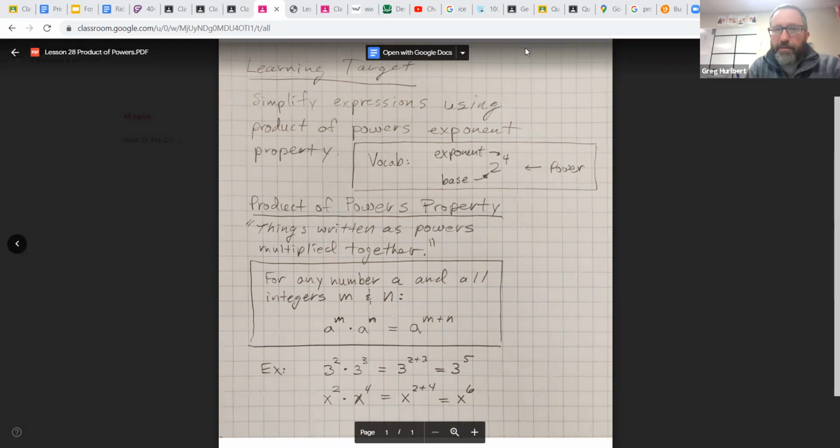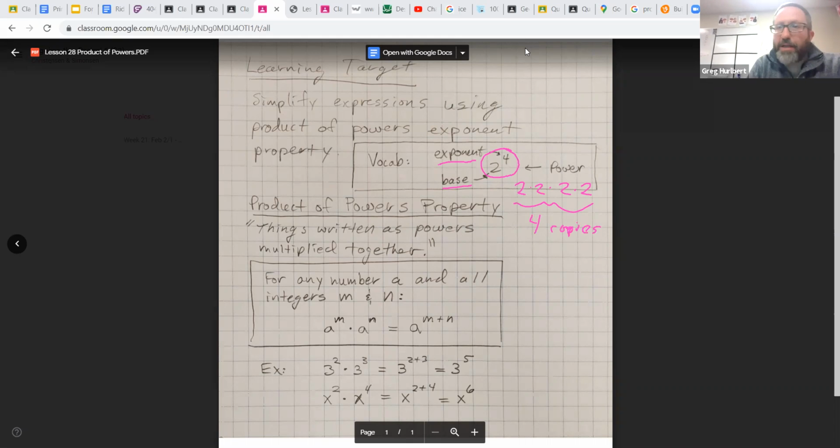So some vocab, first of all, if you talk about this whole thing here, that would be called a power. It's got parts. It's got an exponent, which is the 4, and it's got a base, which is the number that sits down below, which is in this case the 2. And what this means is 2 times 2 times 2 times 2. It means you have 4 copies of a 2 multiplied together. That's what that would mean.